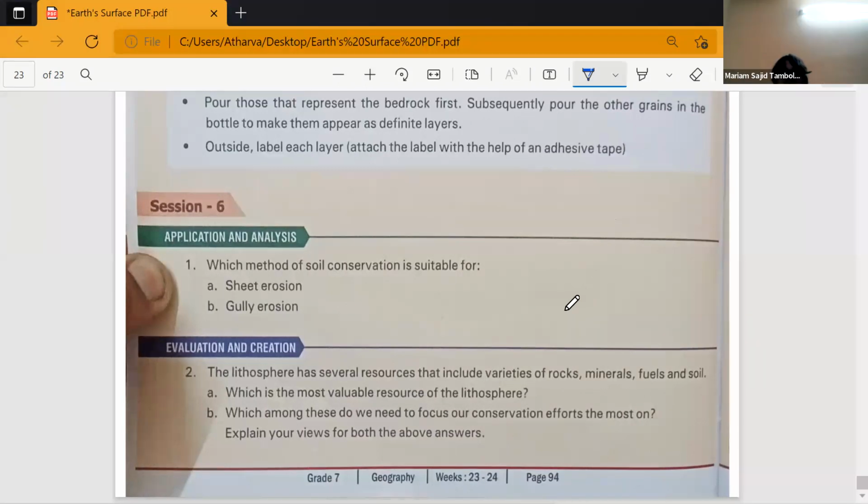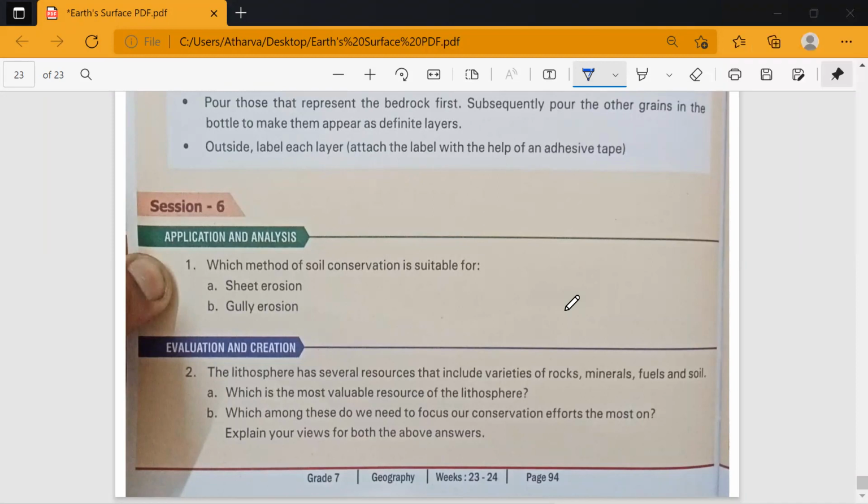I think, ma'am, we need to focus our conservation efforts the most on fuels and minerals, because rocks and soil are very easily available. You'll find them everywhere. But minerals and fuels take a lot of time to make and are not available in every area on Earth. And for methods of soil conservation, I think afforestation, we should focus our conservation on that, since if trees are cut down and not grown, then it would lead to deforestation and soil erosion. Very good.